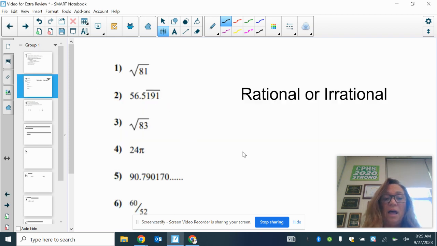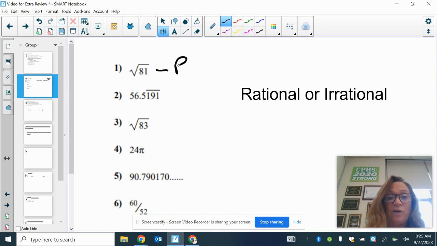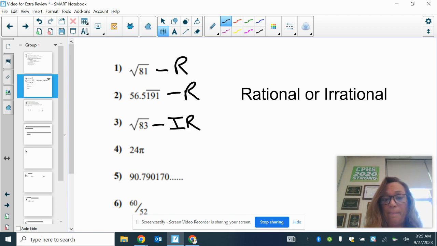Okay. You want to be able to identify the difference between a rational number and an irrational number. Your calculator will help you with this because you can look for any terminating decimals or repeating decimals that would be rational. Okay, so the square root of 81 is equal to 9, so that's going to be rational. 56.5191 repeating is a repeating decimal, so that's going to be rational. The square root of 83, or radical 83, is going to be irrational because it's a non-terminating, non-repeating decimal.